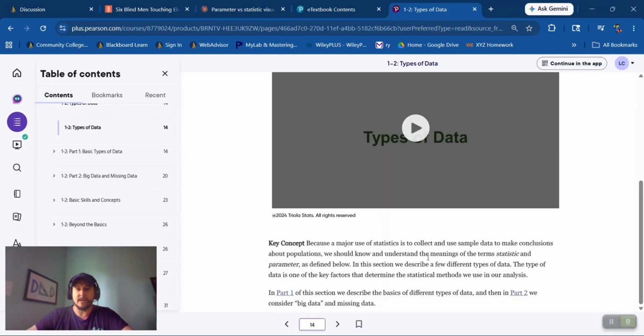In this section, we describe a few different types of data. The type of data is one of the key factors to determine the statistical methods we use in our analysis, and that is absolutely facts right there, big facts. Okay.